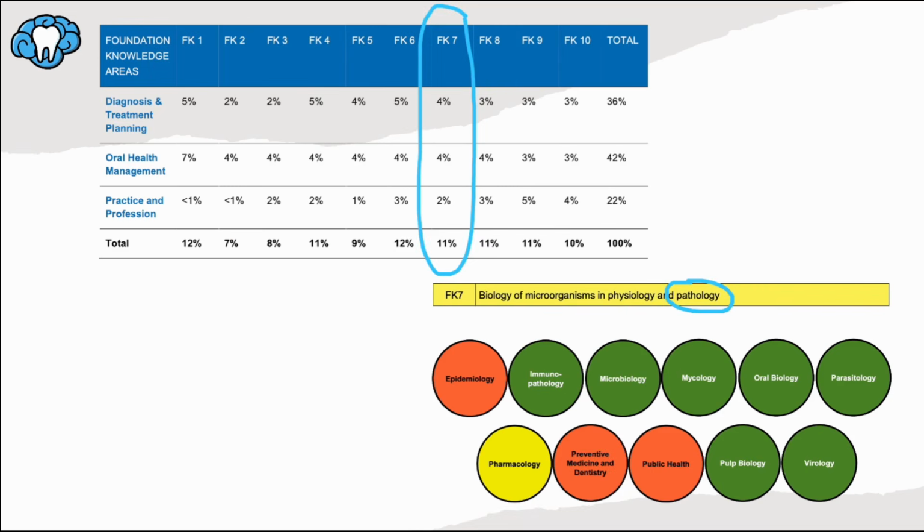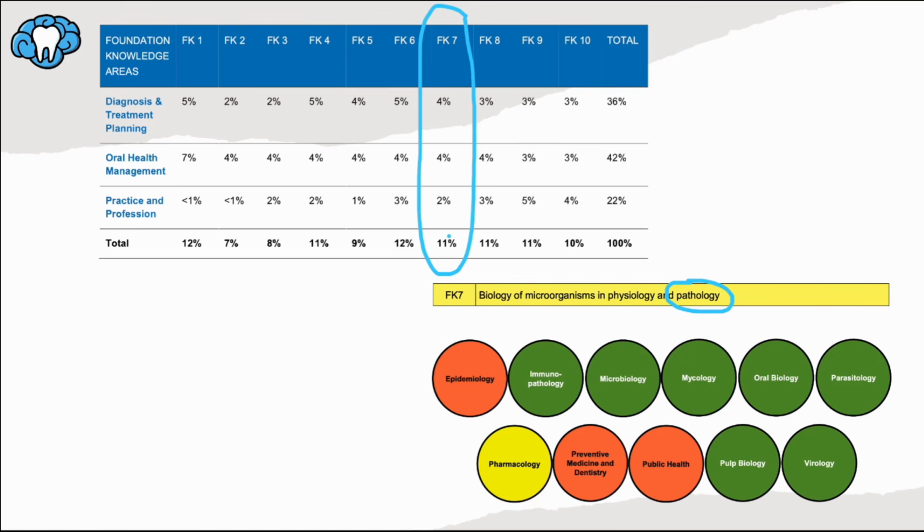exam. Speaking of which, the INBDE is broken up into 10 foundation knowledge areas, or FKs. You can see them listed at the top of this table here. I'm primarily tackling FK7 with this oral diagnosis series, which you can see accounts for approximately 11% or 55 of the total 500 questions you'll get on the INBDE.